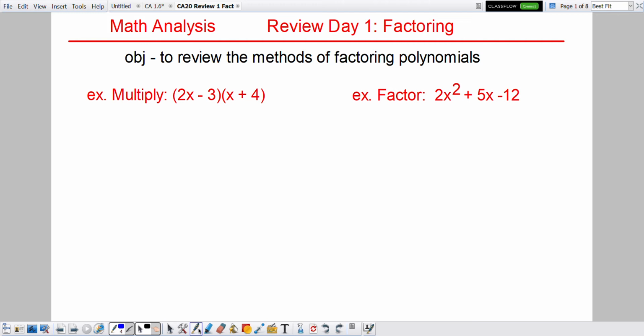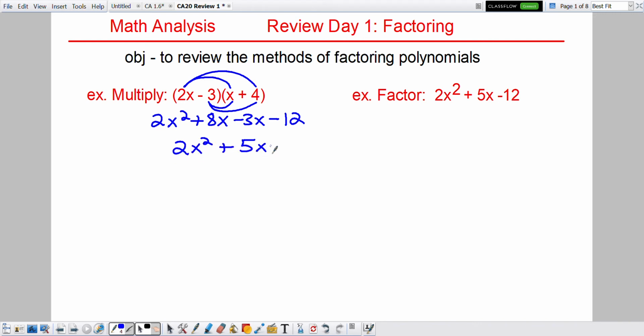If I ask someone to multiply the binomials 2x minus 3 times x plus 4, you might use the distributive property. You distribute 2x times x, you get 2x squared, 2x times 4, you get positive 8x, then you get negative 3x when you distribute negative 3, and then negative 12. Then we combine like terms in the middle, the 8x and the minus 3x, so we finally get the product 2x squared plus 5x minus 12. That would be the answer.